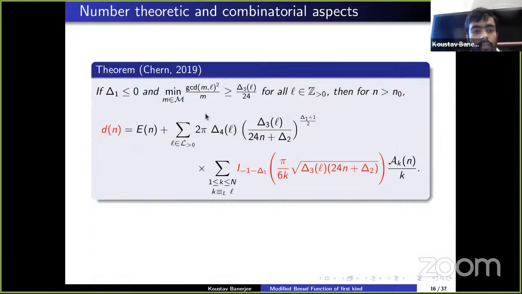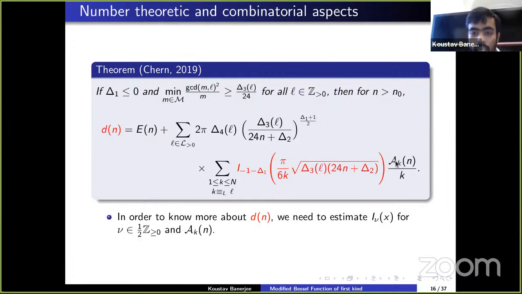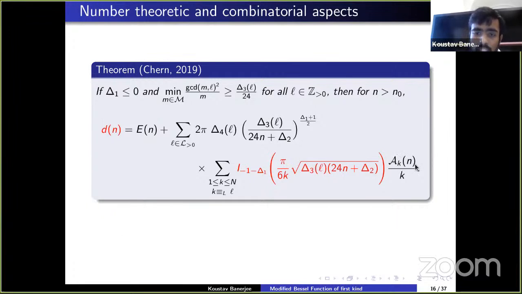For the other parameter, if I take delta 1 less or equal to 0, two years later, Shen-Chan obtained this expression for dn with an error term, which I did not define. And then again, script akn are exponential sums, and the order is minus 1 minus delta 1. So if delta 1 equals 0, then it is at most minus 1, or if delta 1 is higher, then minus 1 minus delta 1 is again positive. So this is why in this talk I will talk only about modified Bessel functions of the first kind of positive integral order or half integral order.